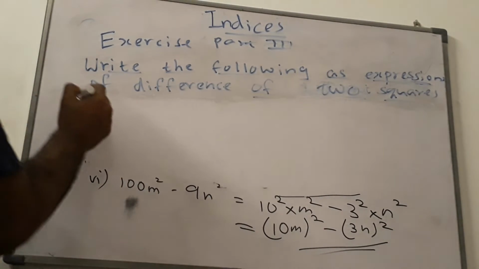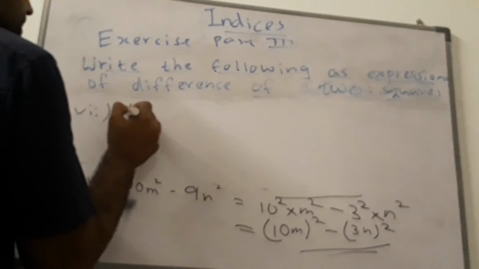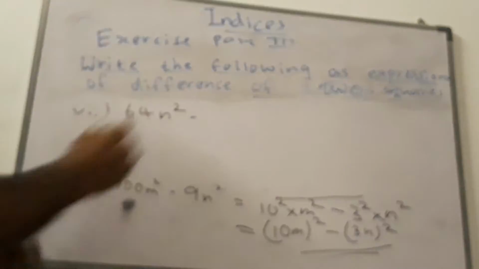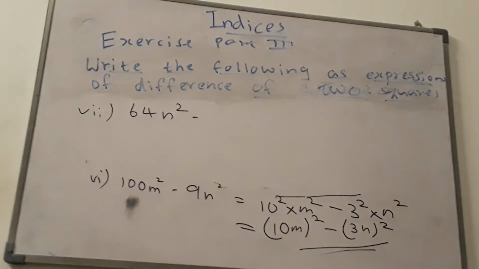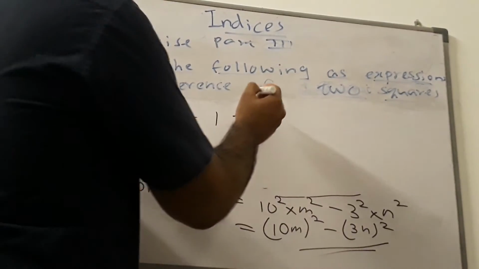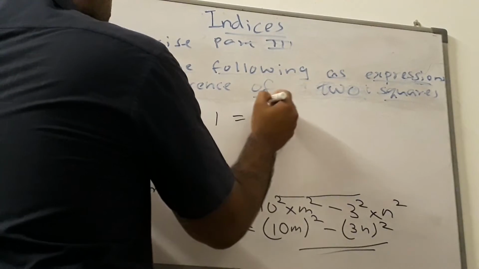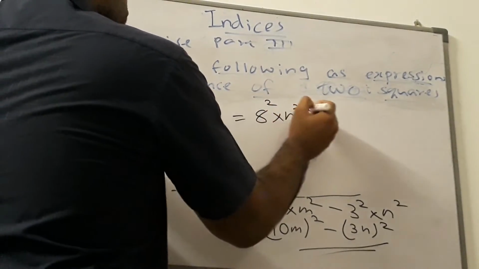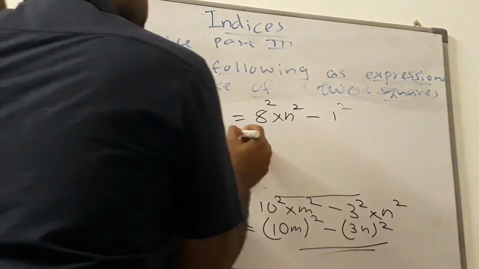64n squared minus 1. 64 can be written as 8 squared times n squared, and minus 1 means 1 squared.